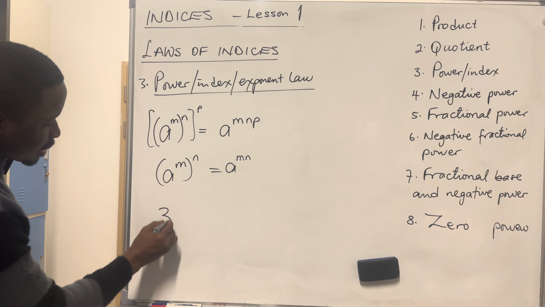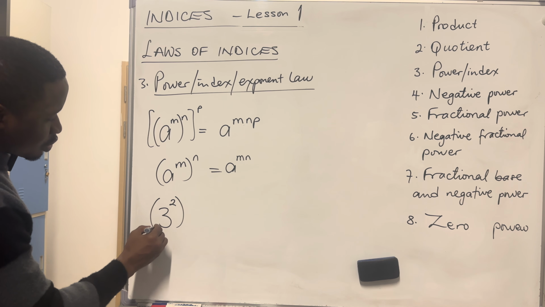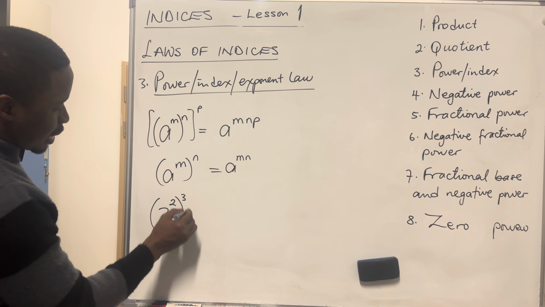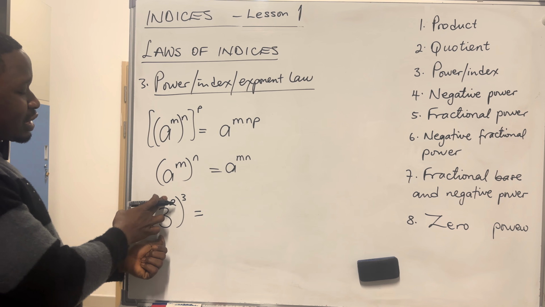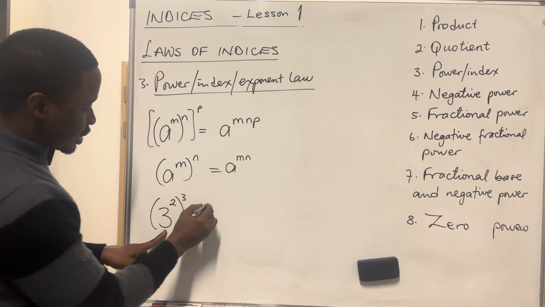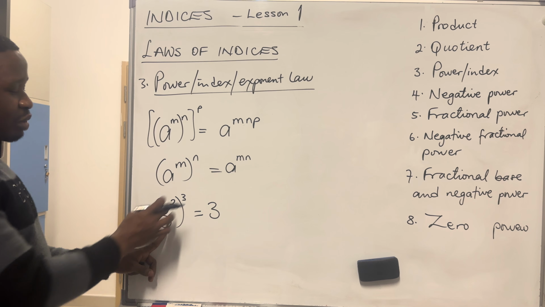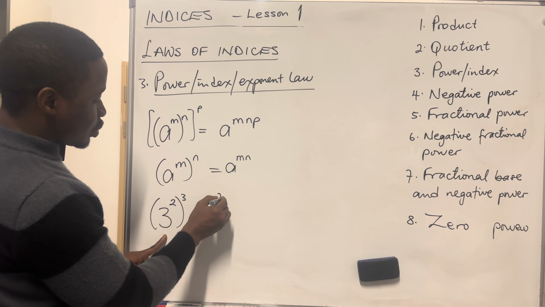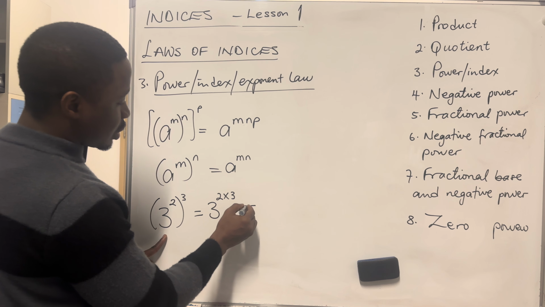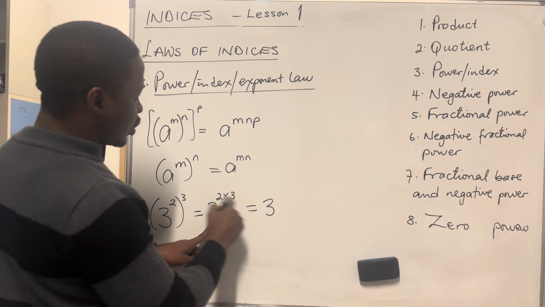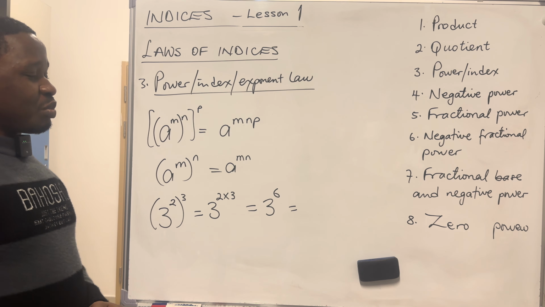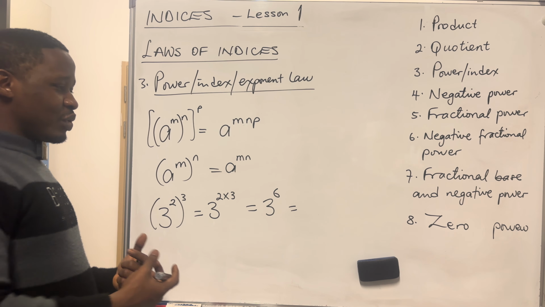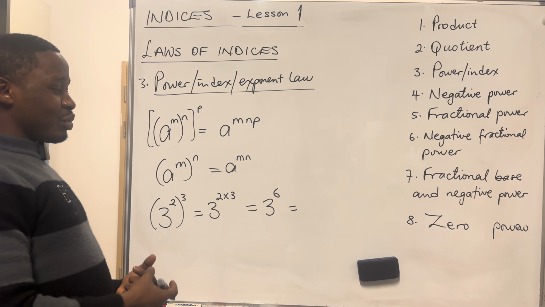What if we have 3 to the power 2 to the power 3 here? The base has two powers, one inside, another outside. We take the base. What happens to the powers? We multiply them. 2 times 3. So this gives 3 to the power 6. So 3 to the power 6 will give you, you can use your calculator and tell what you have.